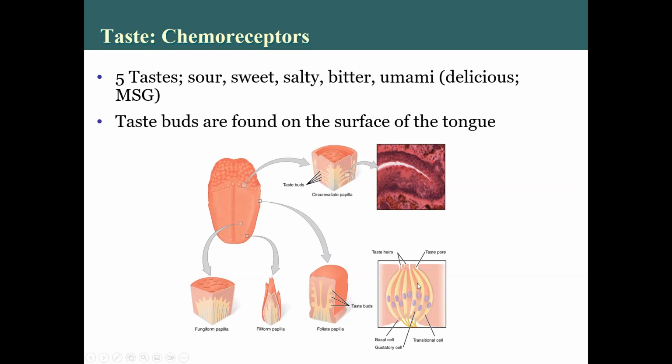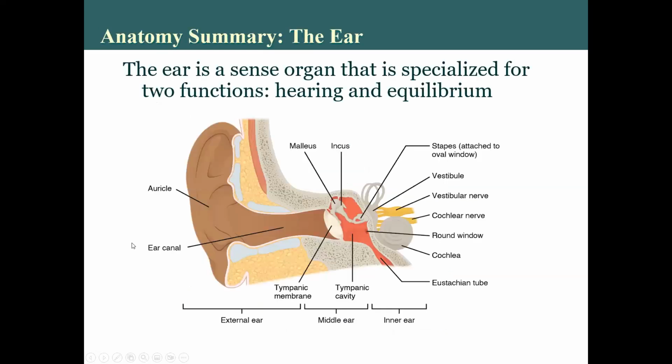Transitional cells are the cells that are part of this as well. Okay, now we're going to be talking about how hearing works, and then I'm going to transition real quickly right into how vision works in the next chapter section.